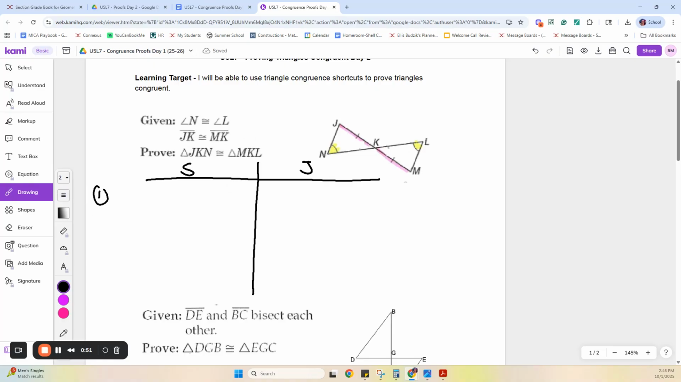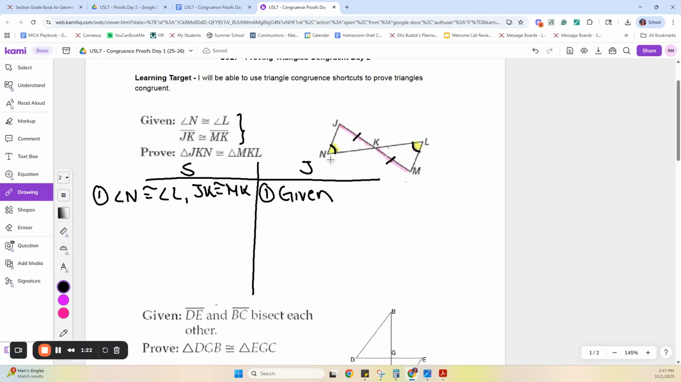So for number 1, our first statement is always going to be whatever our givens are. So here I see I have 2 givens. I have angle N is congruent to angle L, and JK is congruent to MK. That was given to us. So that's always our first statement and justification that we write. If it is not marked for you, mark it on your picture. Here it looks like it is marked for us. N and L are congruent, and then JK and MK are congruent as well.